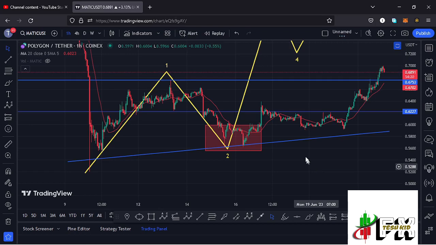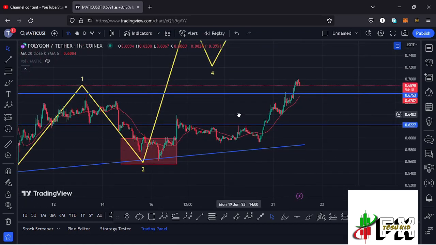At the time of this recording, you can see that we are holding above our key area of support at around the $0.6753 mark, which is now acting as support for us to continue gearing up.